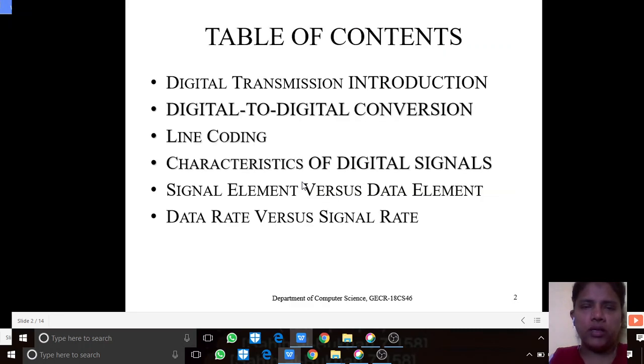Let us start with the contents. Introduction to digital transmission. Then we will be discussing digital to digital conversion, line coding, characteristics of digital signals, signal element versus data element, data rate versus signal rate. All these topics will be discussed in detail.